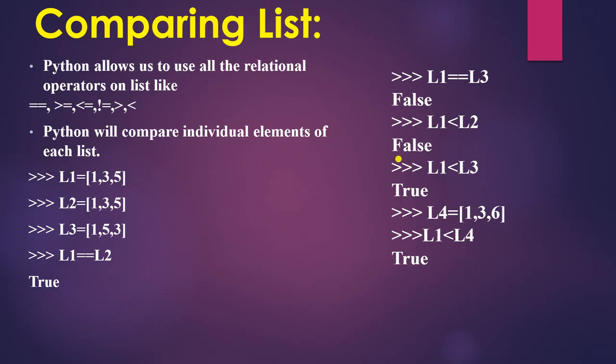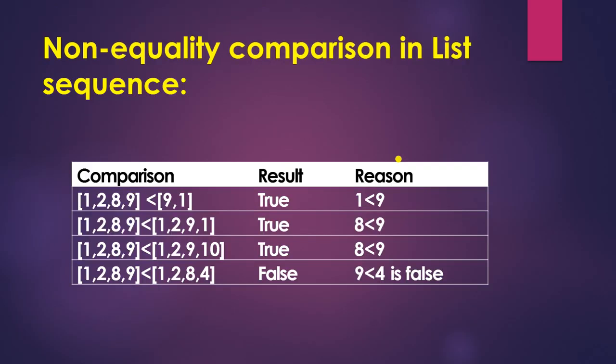Okay, I hope it is clear now how lists are compared. Next is non-equality comparison in list sequences. This is the comparison of non-equality. This is a list of four elements, and this is a list of two elements. It will give you the answer True. Why? Because this one is less than 9. So it will give you the answer True. That is a non-equality comparison.